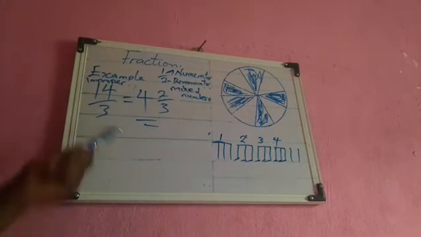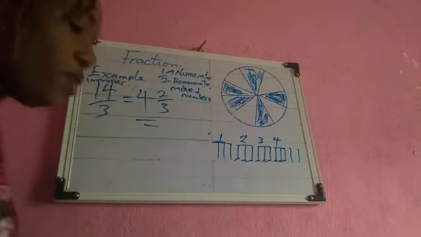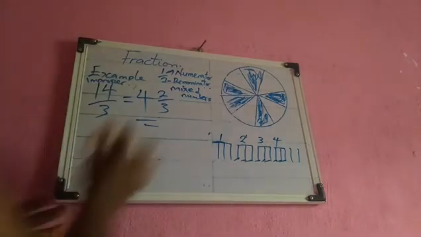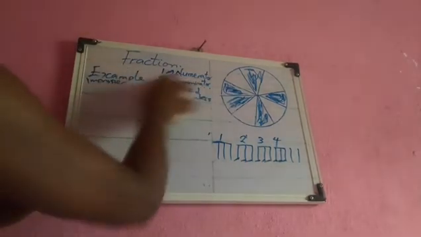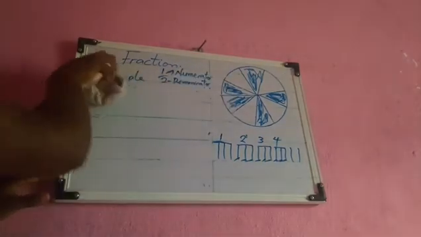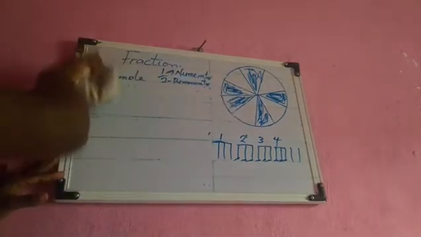Alright, so we have 4 whole number 3 over 2. So very quickly, let us look at how we can also change our mixed number back to improper fractions. They work together. They are friends. Good friends.